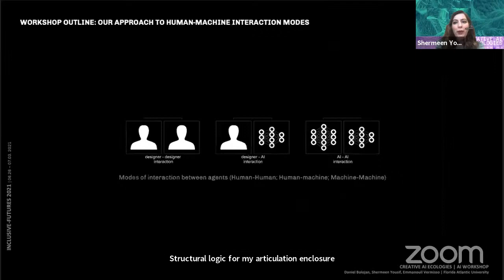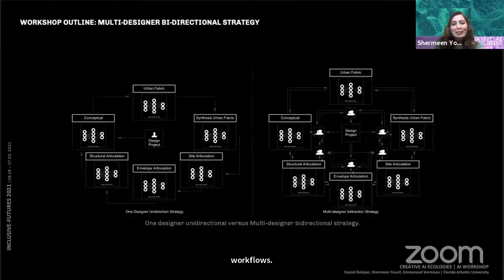Moving to this topic of human-machine interaction, we actually have this simple diagram that shows these multiple modes of interaction that we deal with in our design workflows and in the workshop agenda. And we know that there is always this designer-designer interaction. So the design process is not necessarily done by one designer, but more of a team, right? And then there is the designer-AI interaction and then the AI-AI interaction, which we focus on in explaining our workflows. So the process is actually more complex.